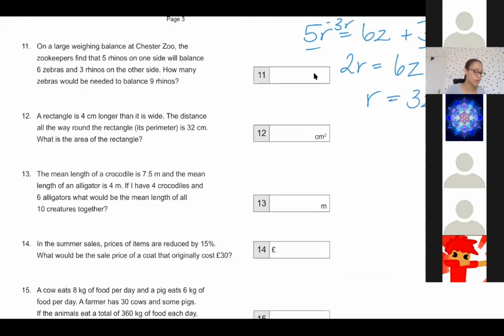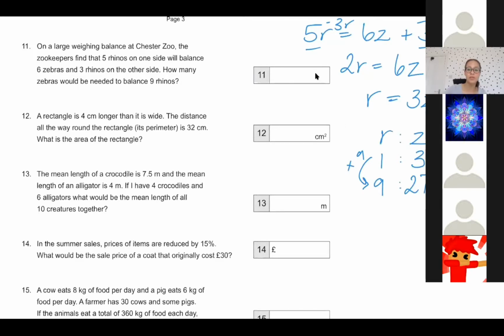Now just make sure when you do the 9 rhinos that you get things on the right side. So I would write it as a ratio just to be sure. 1 rhino is to 3 zebras, and then it's 9 rhinos. Times 9, times 9. So the final answer is 27. What you don't want to do is end up with that 9 underneath the 3 and then get in a muddle that way.